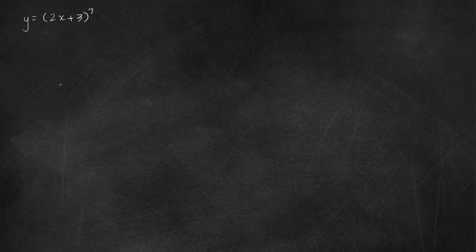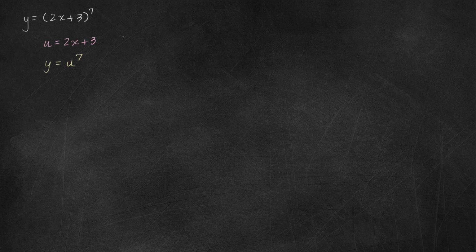So remember, when we're going to use the chain rule, we have to identify what is our inside function and then what is our outside function. In this case, the inside function, my u, is 2x plus 3. And my outside function, when I replace the 2x plus 3 with a u, I get y equals u to the power 7. So that's my inside function and my outside function. And now we want to find the derivative of each one of those.